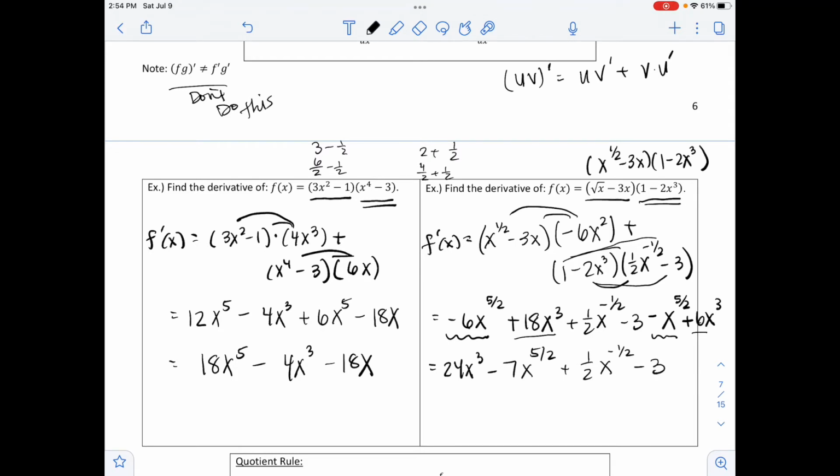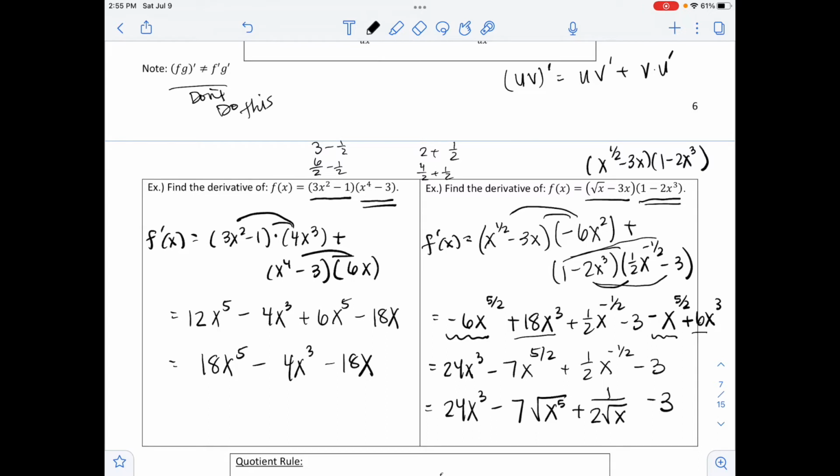From here, I'm just going to rewrite my rational exponents as radicals. And so it's going to be 24x to the third minus 7, and this is going to be the square root of x to the 5th, plus, and then the x to the negative 1/2 will move to the denominator and become a square root, minus 3.